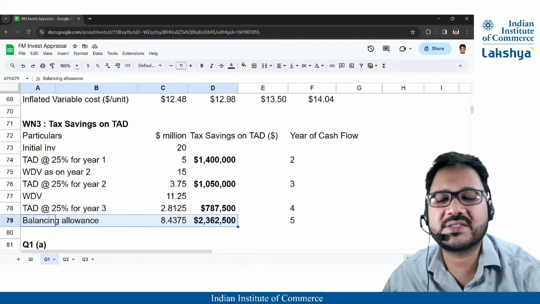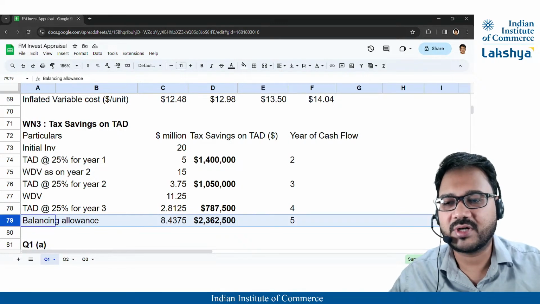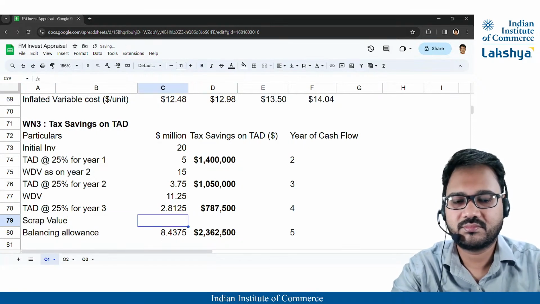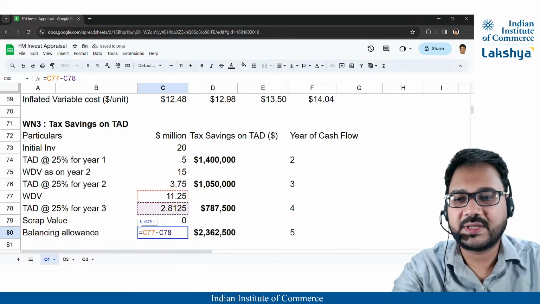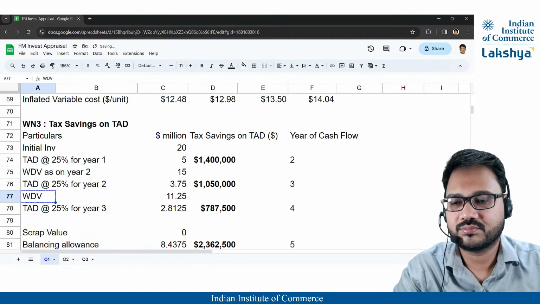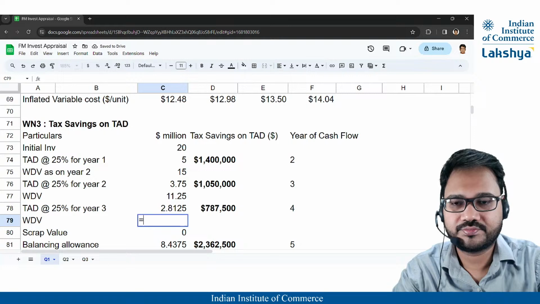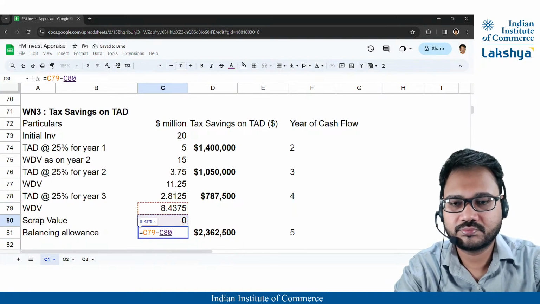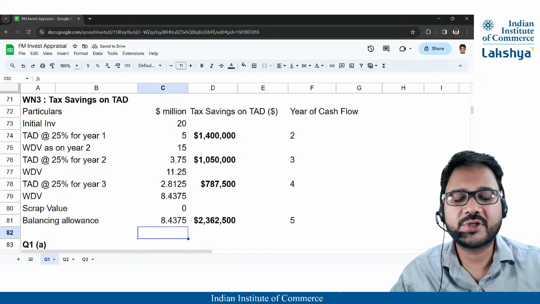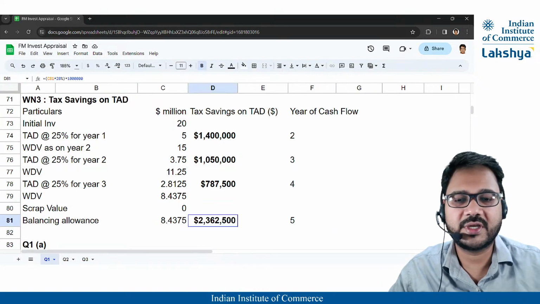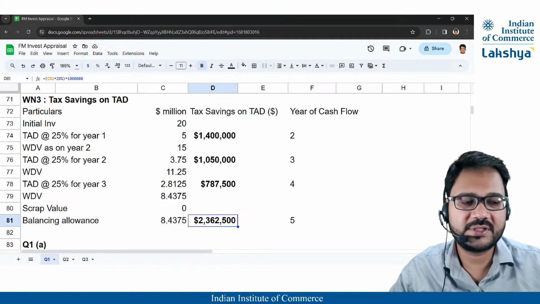Typically, there is a scrap value, but in this case, there is no scrap value. So scrap value is 0. In fact, you could write that. Okay. Scrap value is 0. So this is how you can do it. So balancing allowance would be 8.4375 million dollars, into 28%. So you will get these many million as the balancing allowance or tax savings due to that.